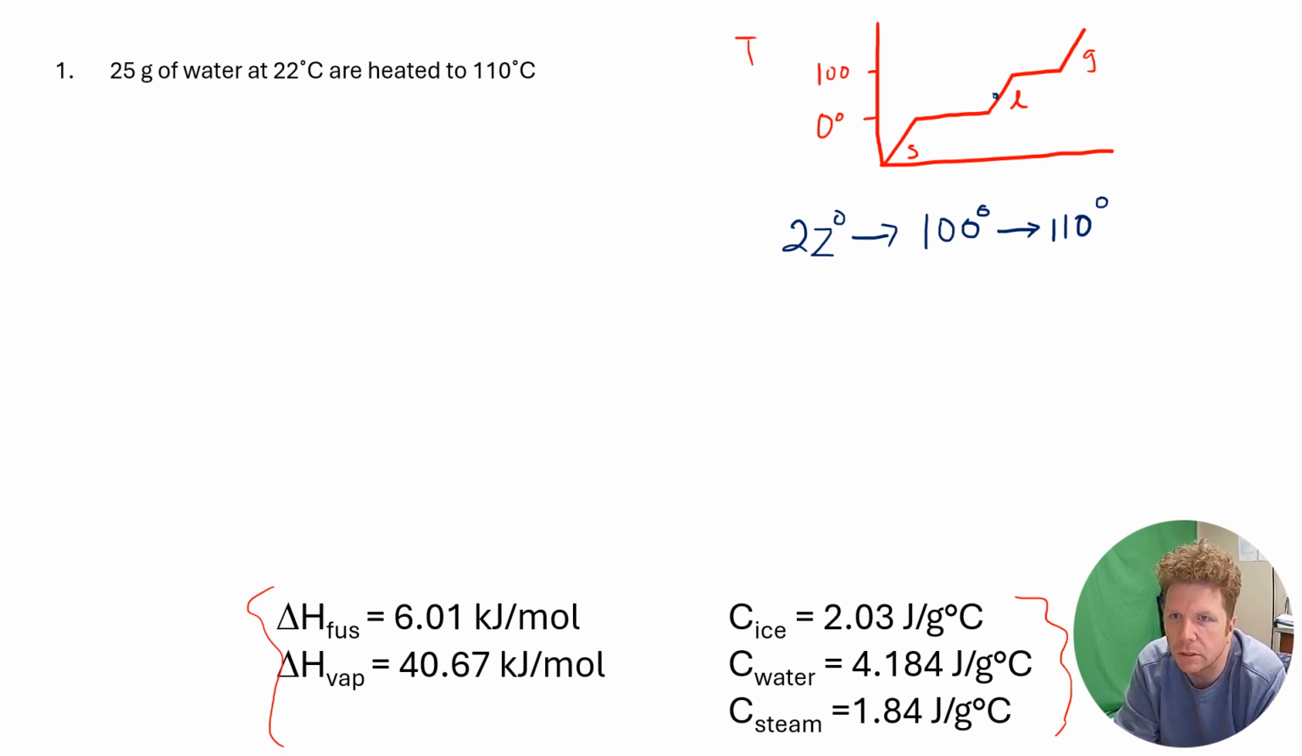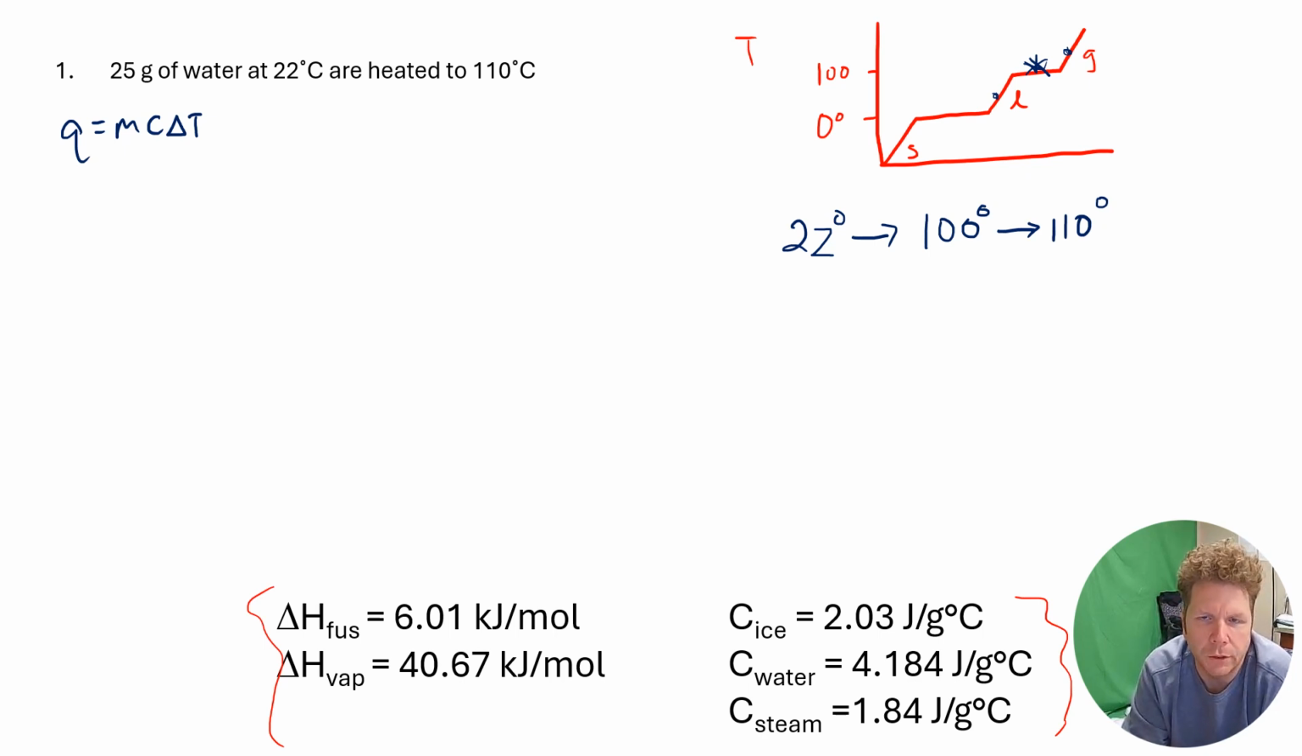Now I've got this transition, this region right here where I've drawn a little X. That is where my vaporization is going to take place, and that's where I'm going to be doing something called enthalpy stoichiometry. So I need to take into consideration that change there. I'm going to do a couple of different calculations. The first calculation is going to be a Q equals MC delta T calculation.